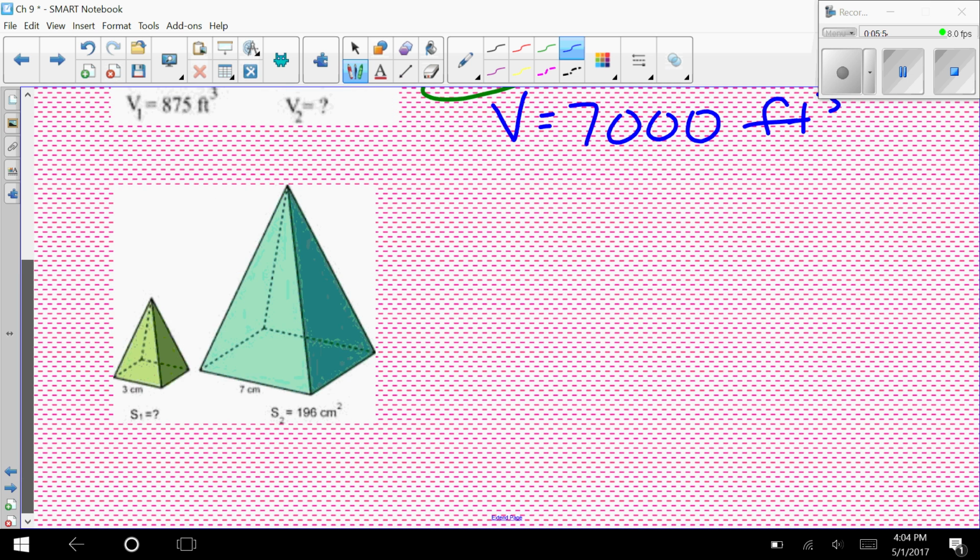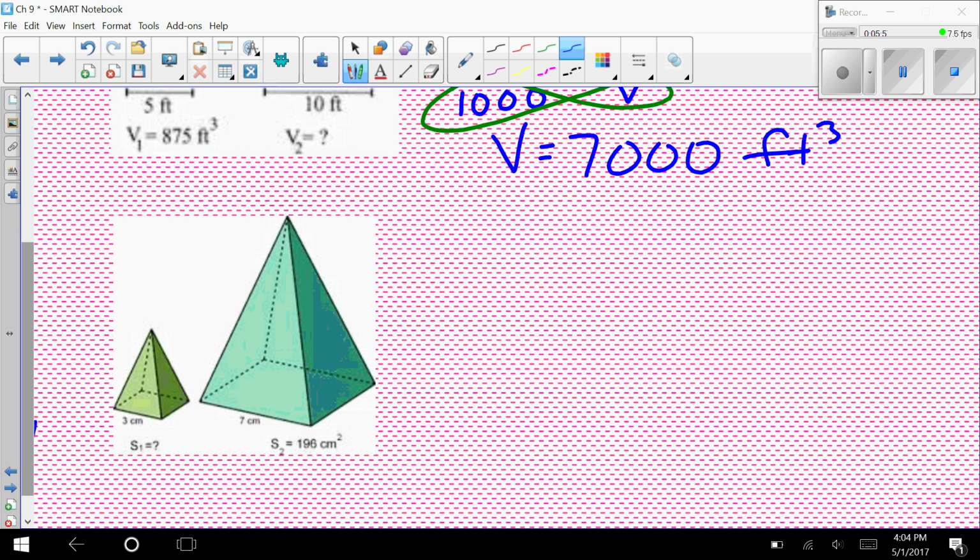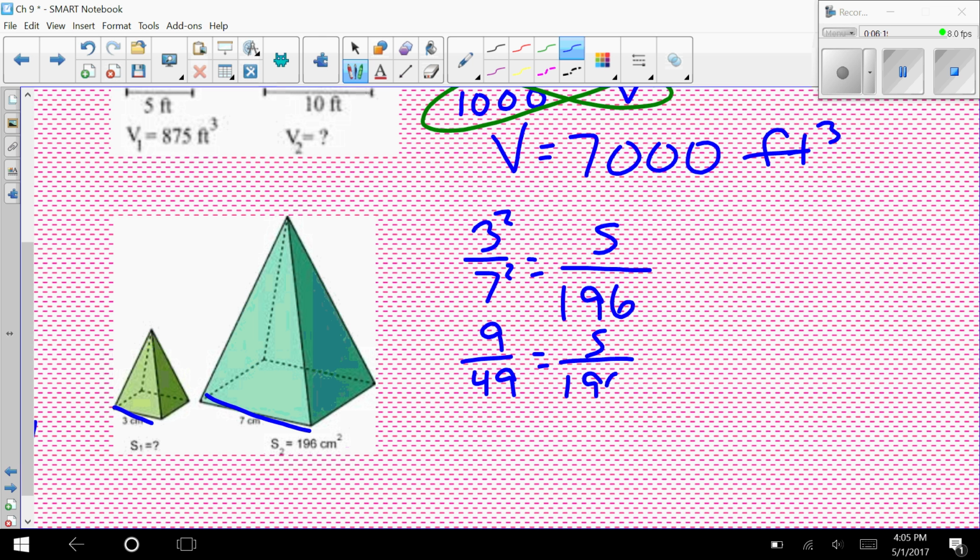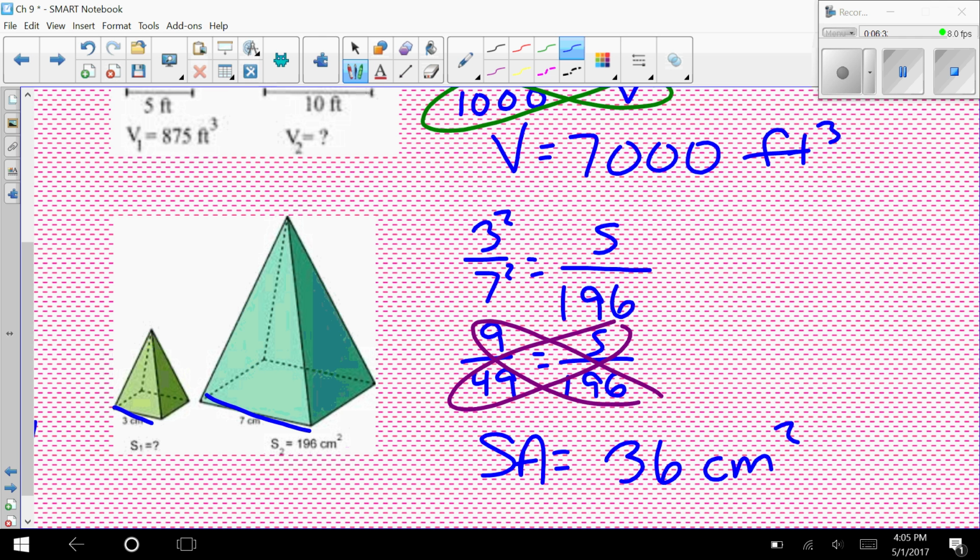And for our other example here, we have similar solids, and we know the surface area of the big one. So we can set up that initial fraction as 3/7 equals something over 196. Well, since it's surface areas, I need to square that first fraction. So I have 9/49 equals S over 196. Cross multiply and divide just like before. 9 times 196 divided by 49. My surface area equals 36 square centimeters.